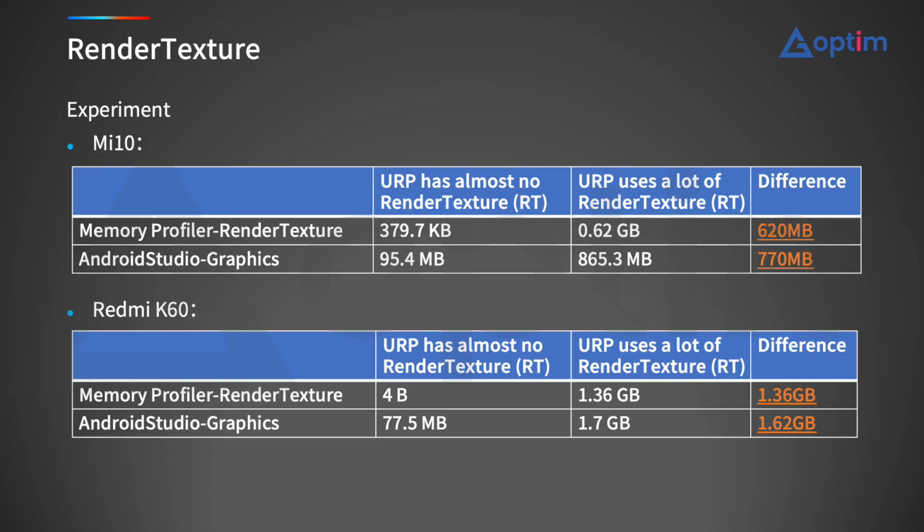However, when we examined system-level tools, such as Android Studio graphics profiling, ADB-based diagnostics, or equivalent GPU tracing utilities, we observed something different. At the system graphics layer, total GPU memory usage increased by about 770 MB, a discrepancy of roughly 150 MB. Similar behavior was observed on the Redmi K60. Engine-level profiler reported render texture allocation increase, about 1.36 GB. But system graphics memory usage increased to approximately 1.62 GB.